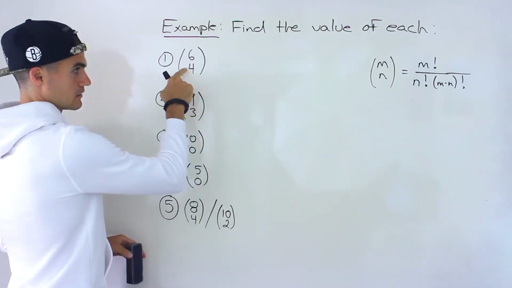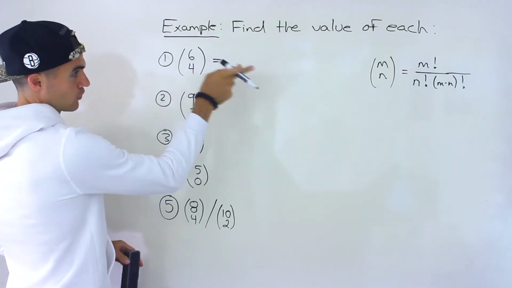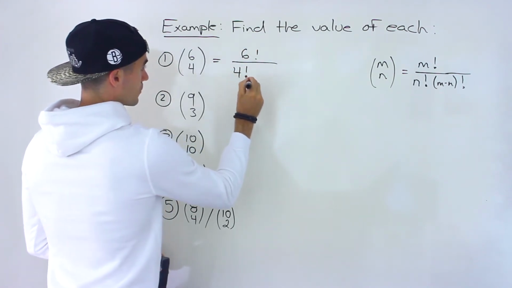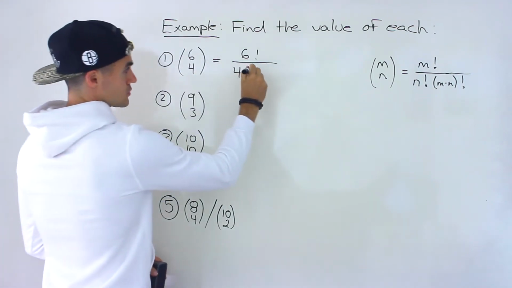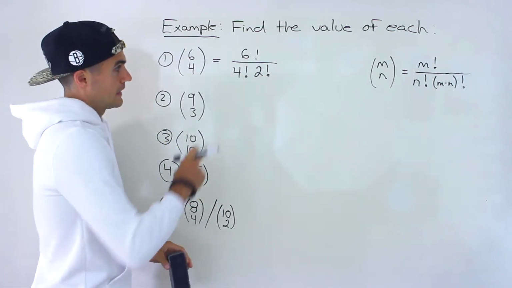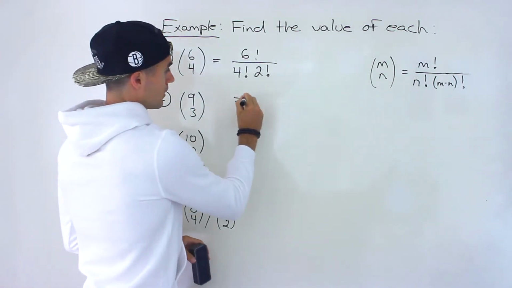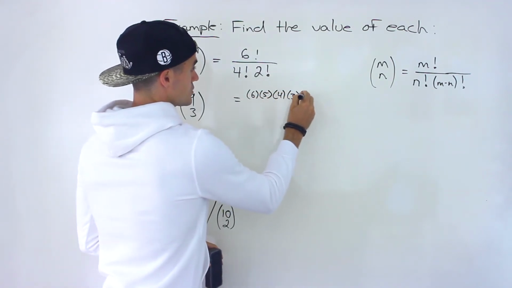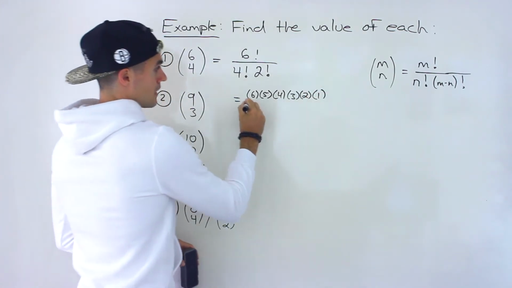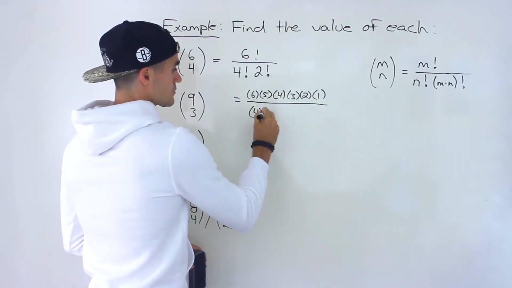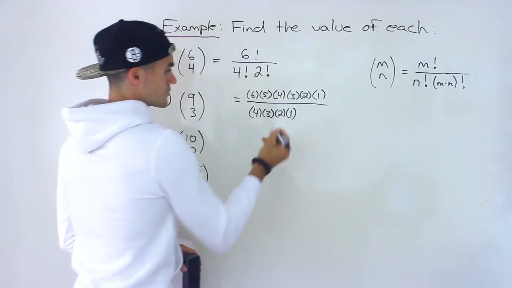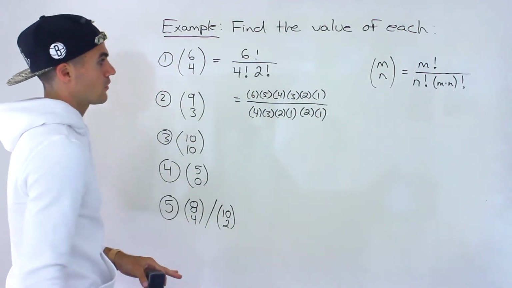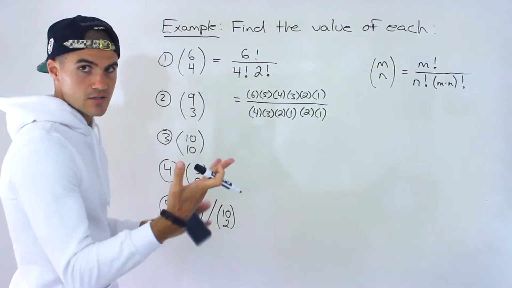Applying this, notice that the 6 is the m, the 4 is the n. We would end up with 6 factorial over 4 factorial. And then what's 6 minus 4? It's 2. So we'd have 2 factorial down here. Now, the 6 factorial, if we write that out, that would be 6 times 5 times 4 times 3 times 2 times 1. And then the 4 factorial is 4 times 3 times 2 times 1. And then the 2 factorial is 2 times 1. Now I'm not going to write it out like this for all of these, but for this first one, we'll do so just so you can see the general pattern.